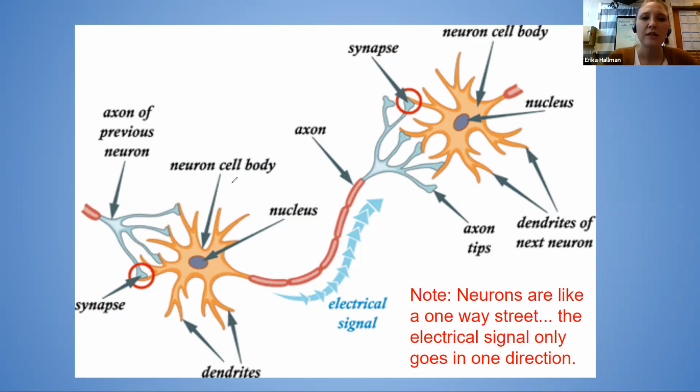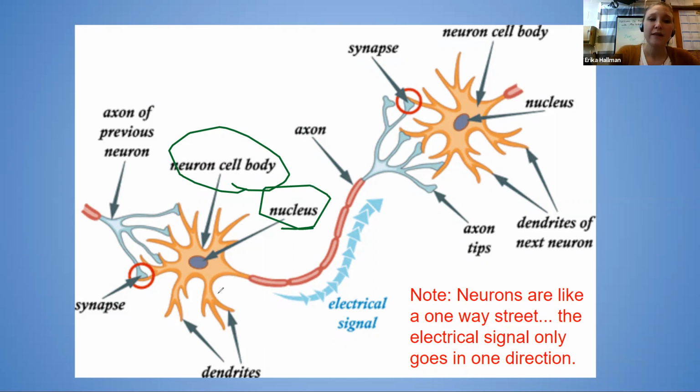First thing that you'll notice is that this neuron has something called a cell body. The cell body is going to be where all of the cell's normal functions occur. So if you remember learning about the Golgi apparatus, the endoplasmic reticulum, the ribosomes, mitochondria, all of those organelles are within the cell body, and they help the cell maintain homeostasis and do all of the normal cell functions. We also have the nucleus inside of that cell body. The nucleus will house the DNA for that neuron.